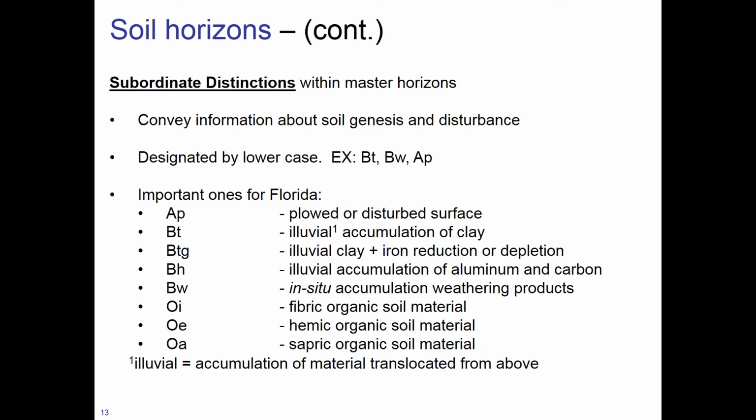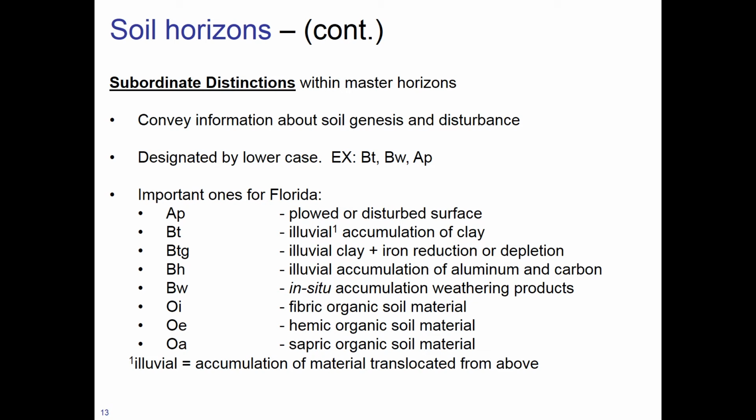Subordinate distinctions are used with master horizons. The word subordinate is misleading because these distinctions convey important information about soil genesis and disturbance. They're designated by lowercase letters following the master horizon capital letter. Important ones for Florida, I've listed a few. An Ap horizon is one that has been plowed or disturbed at the surface. A Bt horizon is one of alluvial accumulation of clay, where the word alluvial refers to accumulation of material translocated from above. And the clay would be silicate clay.